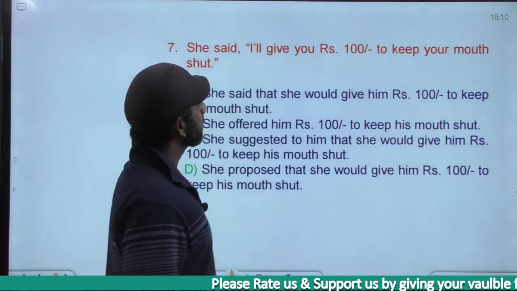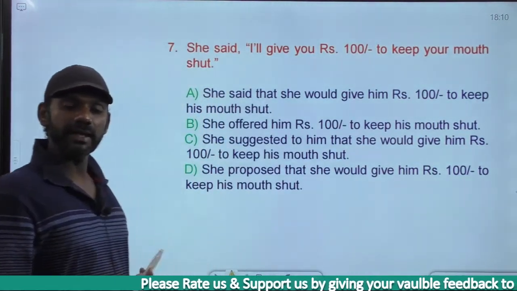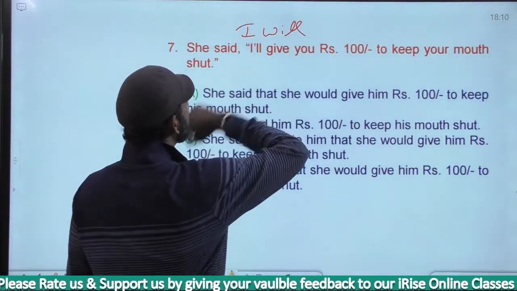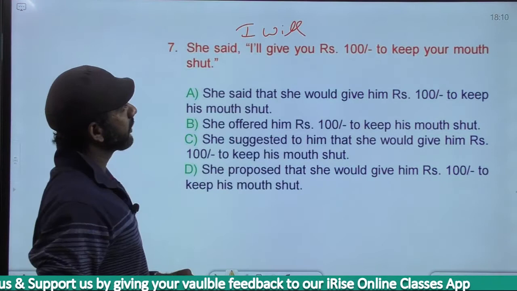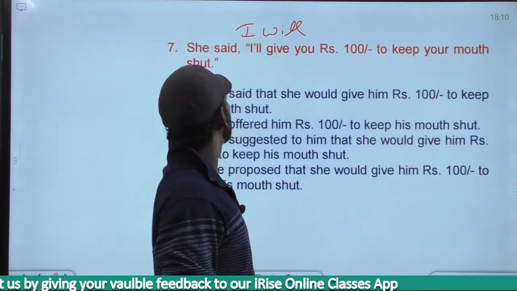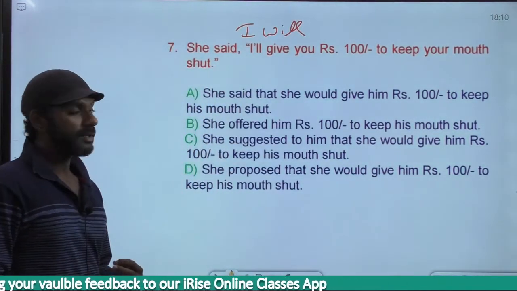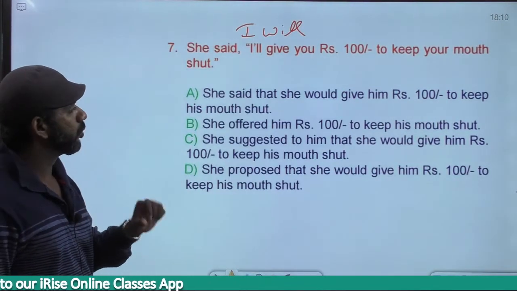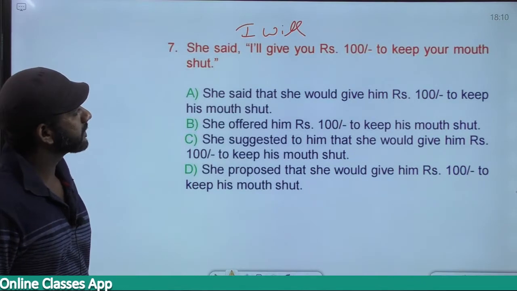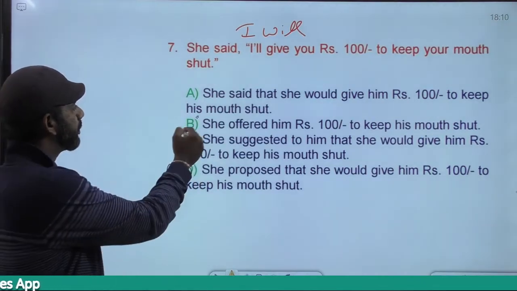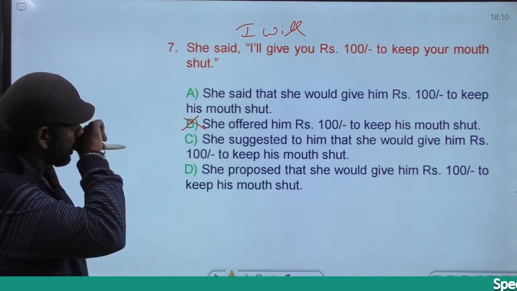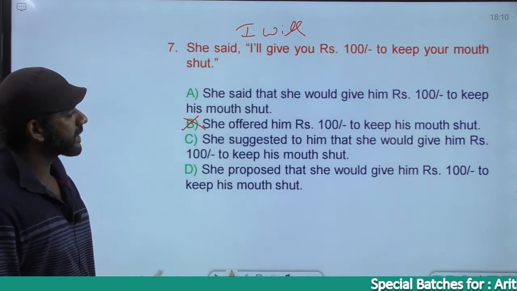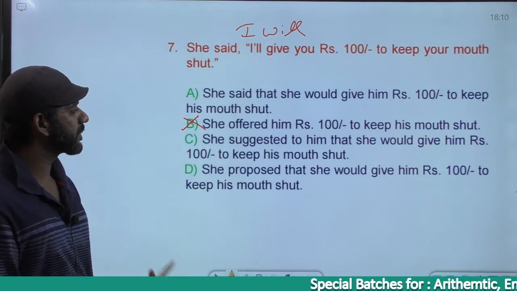She said, "I'll give you." Now I apostrophe L is I'll, and I'll is a short form of I will. She said, "I'll give you 100 rupees to keep your mouth shut." Will changes to would. Based on that, option B is gone. Would is not there. She suggested to him that she would give him 100 rupees to keep his mouth shut.